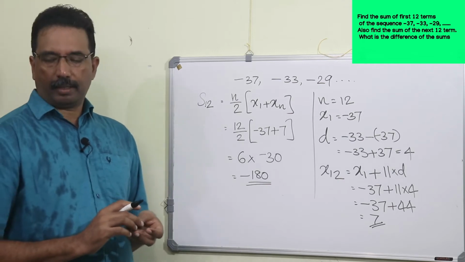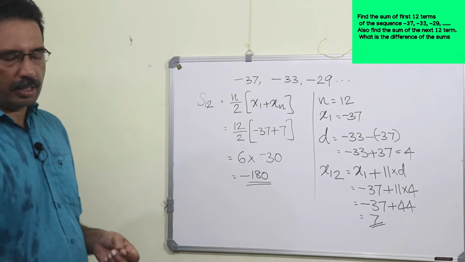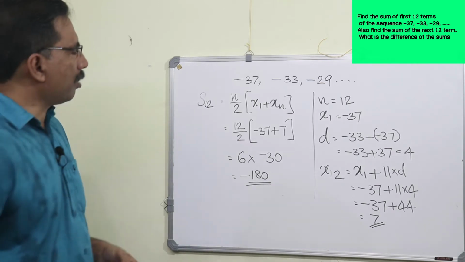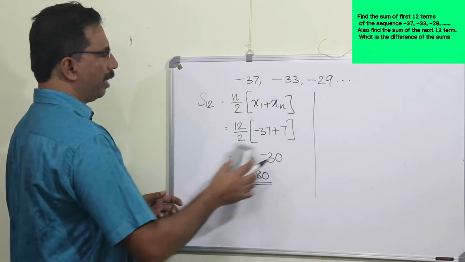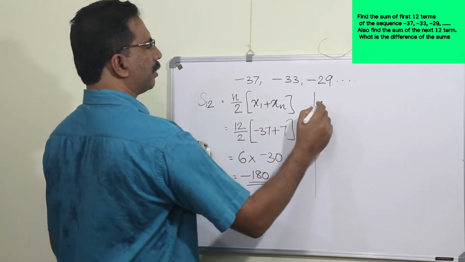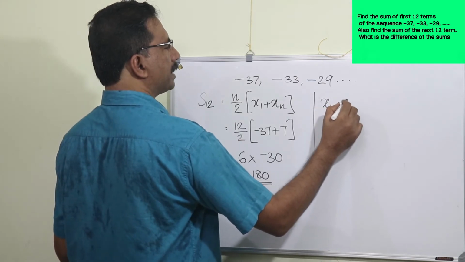In the second part, find the sum of the next 12 terms. We can find the sum using this formula. Here x1 is the 13th term.